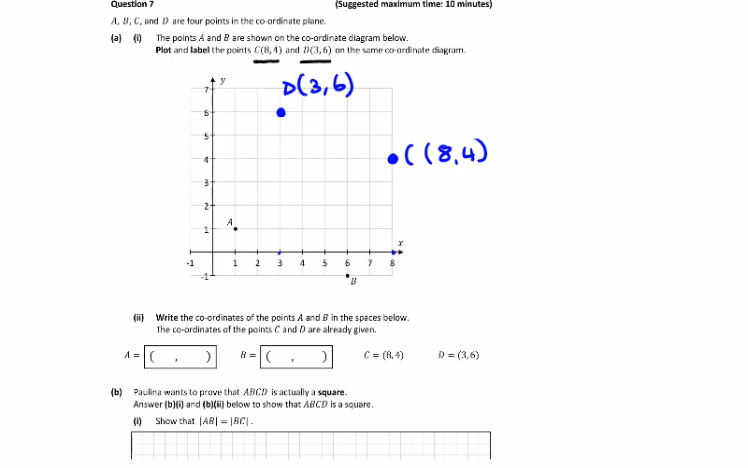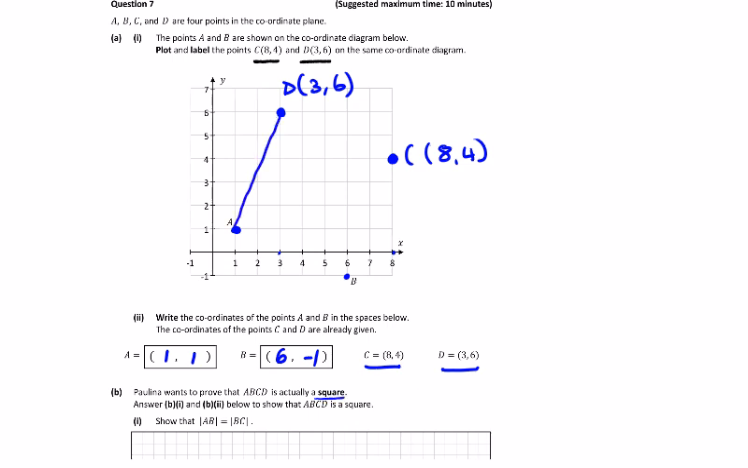So A, we're asked to put in here, is 1, 1, you can see, A. And the point B is down here, 6, minus 1. And we have C and D given. So we have all the points on the diagram. What are we asked? She wants to prove it's a square, so all sides will be equal in measure if it's a square. So let's draw them up here.